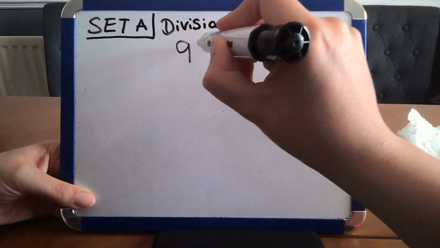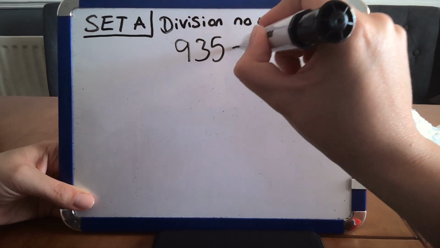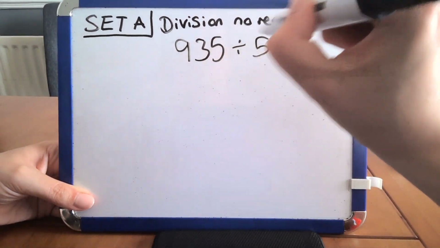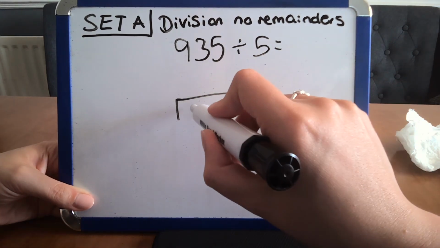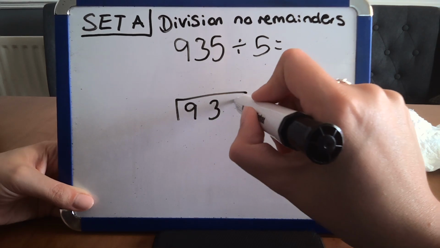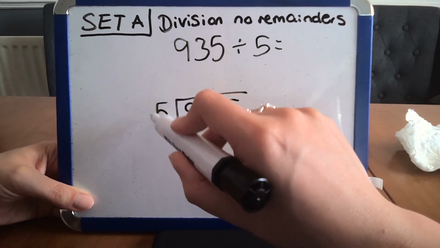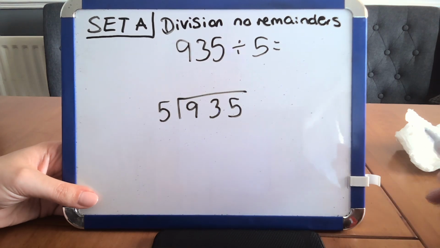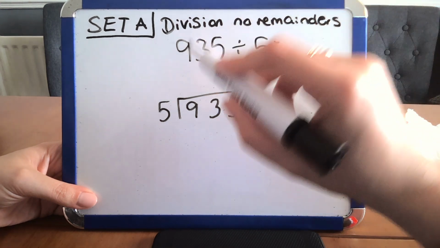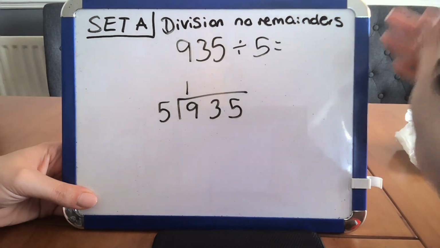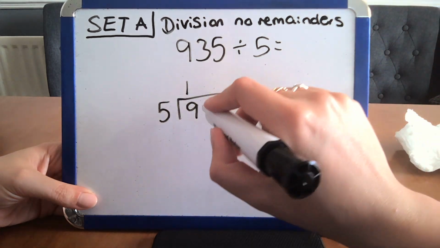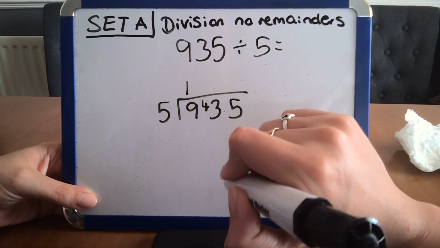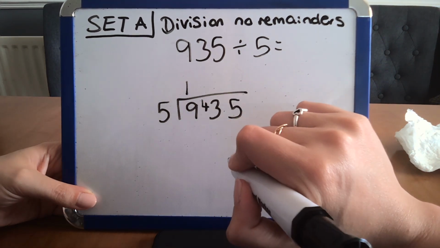The next question is 935 divided by 5. Draw a bus stop. 935 goes in the bus stop. Our 5 goes on the outside. How many 5s go into 9? 1, with how many left over? 4, so that 4 goes here, making this number 43.